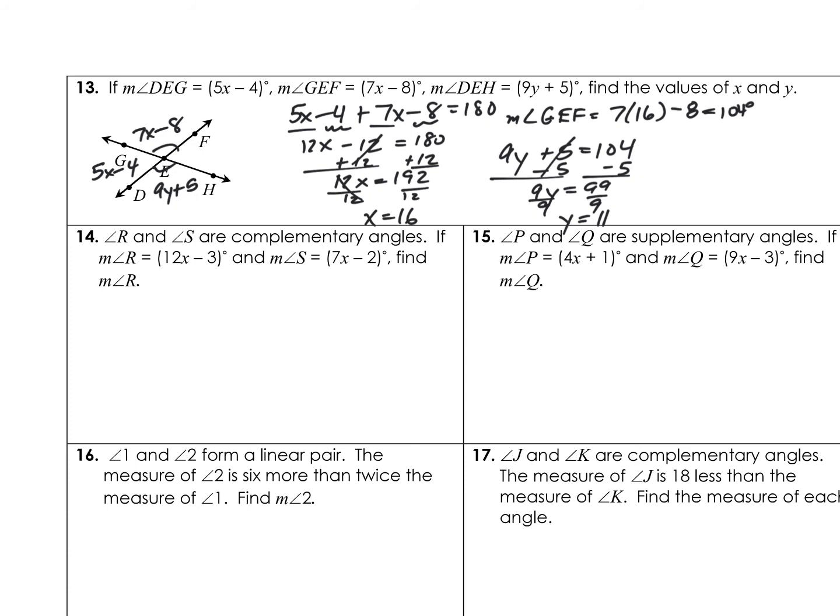Number 14. Angle R and angle S are complementary angles. That means they add up to equal 90. If the measure of angle R equals 12x minus 3, and the measure of angle S is 7x minus 2, find the measure of angle R. So we got to solve this for x and then substitute x into the expression for angle R. Combine like terms, that's 19x minus 5 equals 90, add 5.